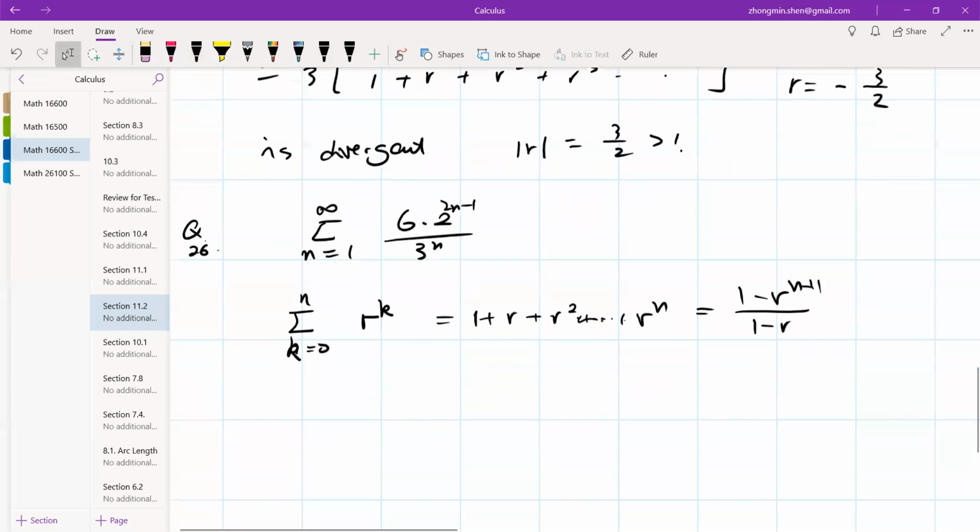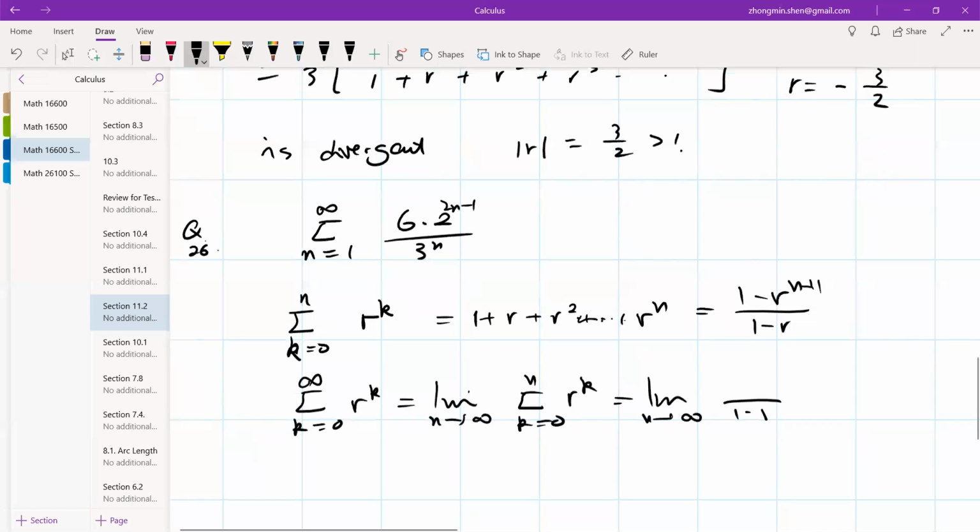Now how do we use this if you take the limit? This notation really means the limit as n approaches infinity of this sum. So this is going to be the limit as n approaches infinity of 1 minus r to the n plus 1 over 1 minus r, and this is going to be just 1 over 1 minus r if the absolute value of r is less than 1.